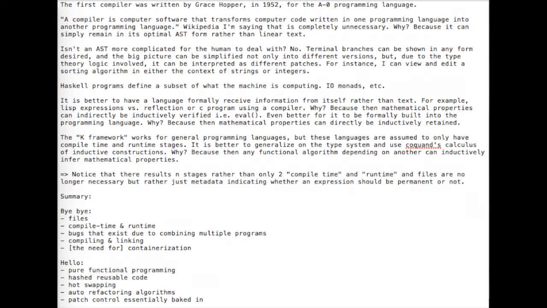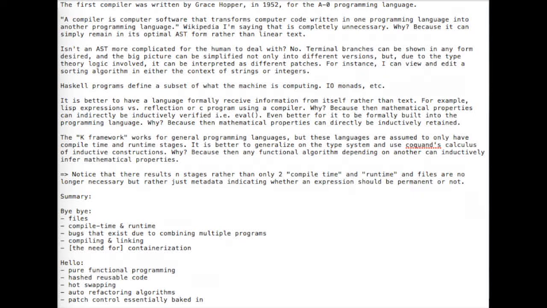Okay, so some people might say an abstract syntax tree is more complicated for a human to deal with. I would say no, that's not true. The terminal branches can be shown in any form desired. So basically the branches of your code at the end, like if you have an expression that's 5 plus 3 times 2 or whatever, you don't have to show that in a physical form of a tree. You can reduce that. That's up to the editor, up to whatever software you're using to display the syntax tree. But it doesn't mean the code structure itself has to be flat.